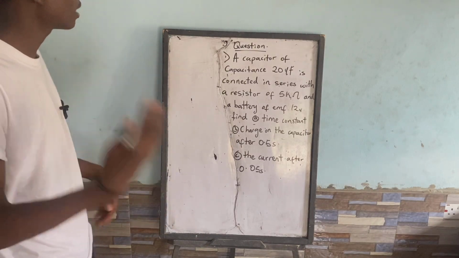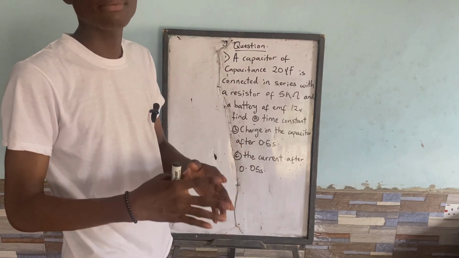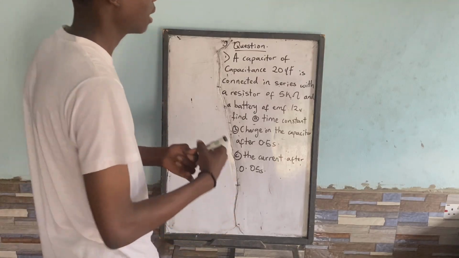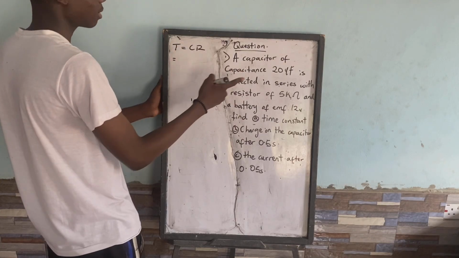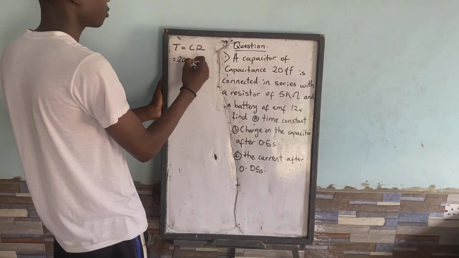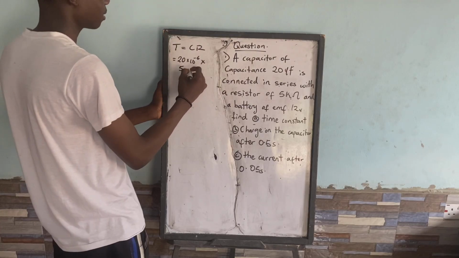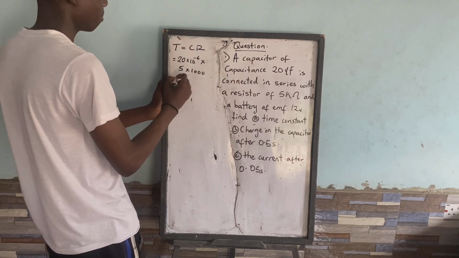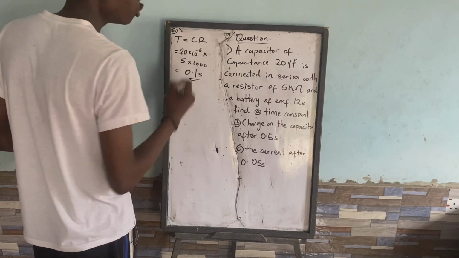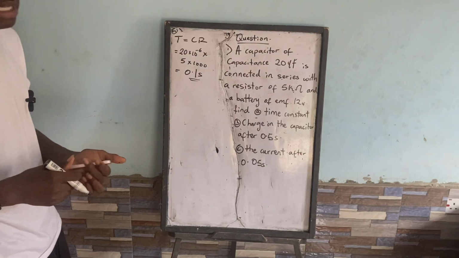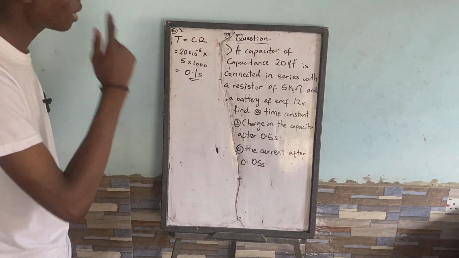Now I told you your time constant is equal to the capacitance multiplied by the resistance. You can also call your time constant tau. So tau is equal to CR, right? What's my capacitance? 20 microfarad, that is 20 times 10 raised to power minus 6, multiplied by my resistance, 5 kilo ohm, that's 5 times 1000. Am I correct? So this gives me 0.1 seconds. The unit for your time constant is seconds. So this next question says we should find the charge on the capacitor after 0.5 seconds.